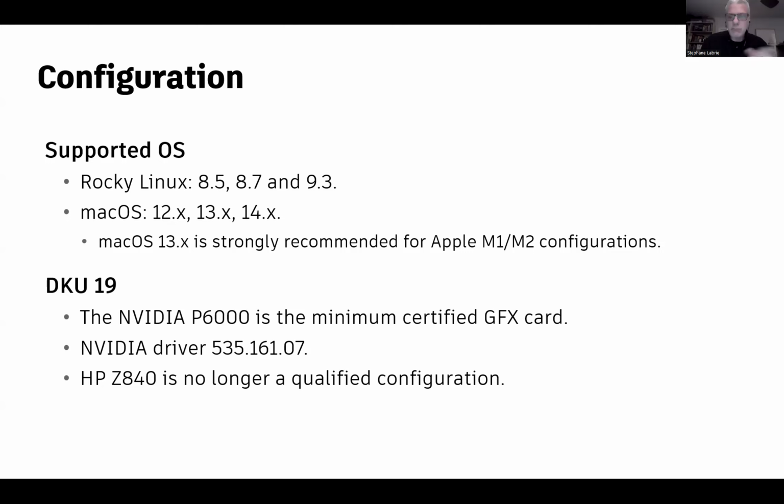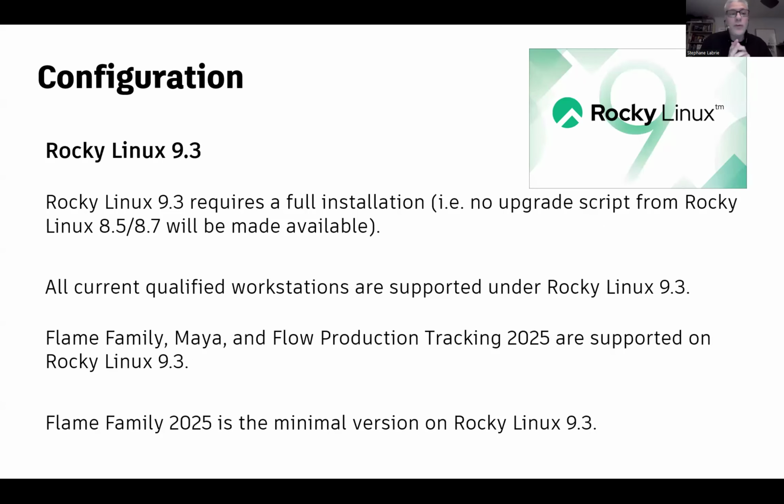So as I said, it's easy and fun to move from 2024 to 2025 because the technology is quite similar. But we've added support for Rocky Linux 9.3, the next generation of operating system on Linux. As usual, when you move from version 8 to version 9 of the operating system, it's a full installation. So you're going to have to back up your content and then recreate your workstation. All qualified workstations are supported under Rocky Linux, so there's no issue. And of course, not only Flame, but also Maya and Flow Production Tracking are supported on this operating system.